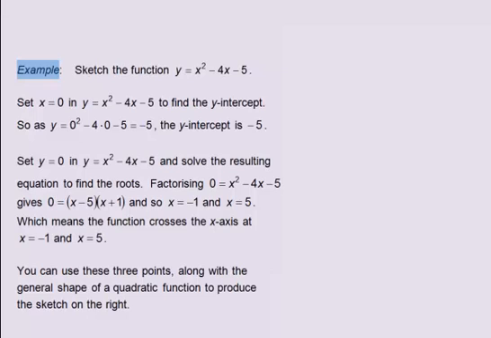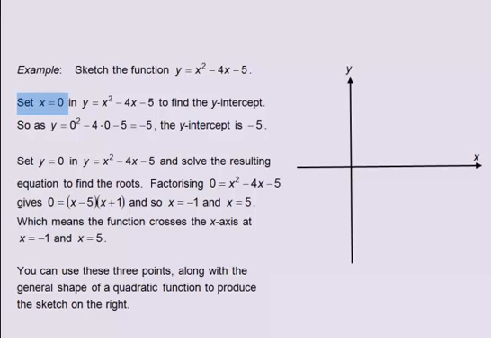Example. Sketch the function y equals x squared minus 4x minus 5. First, sketch your axes. Set x equals 0 in y equals x squared minus 4x minus 5 to find the y-intercept. So, y equals 0 squared minus 4 times 0 minus 5, which equals minus 5, so the y-intercept is minus 5.